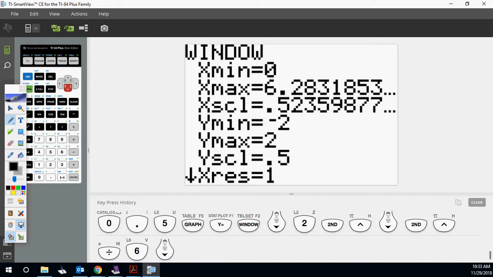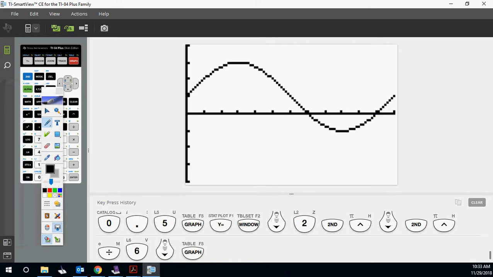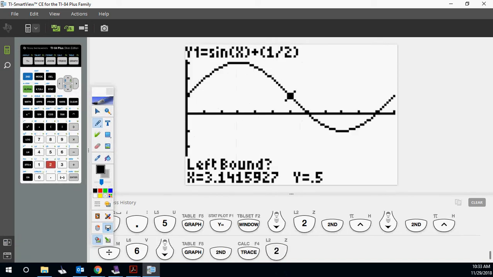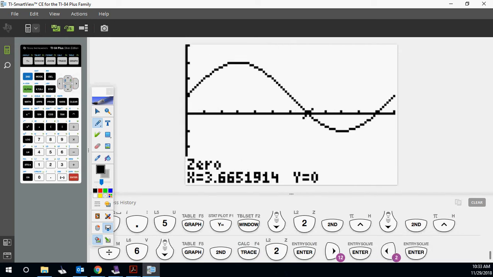Okay, so go to your graph. Here's your graph. We are trying to find the 2 zeros here and here. So again, 0. If you forgot to do 0, the 0 is second trace number 2. I go left of the 0. I'm already left of the first 0. Hit enter. Go right of the 0. Hit enter. Go left. Enter. 3.651914.